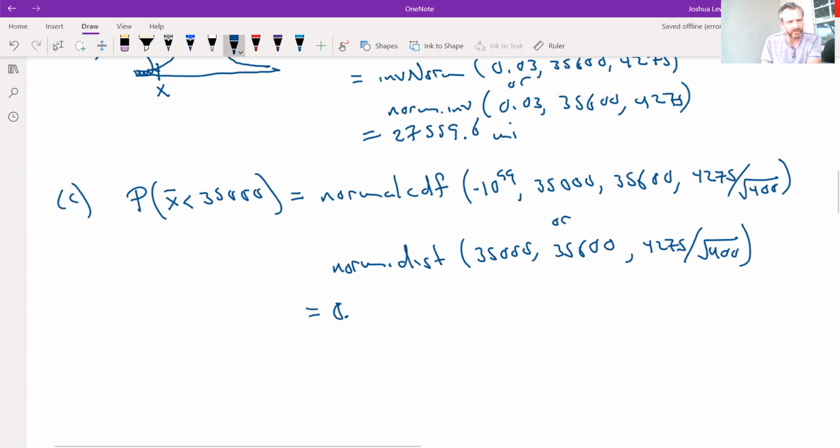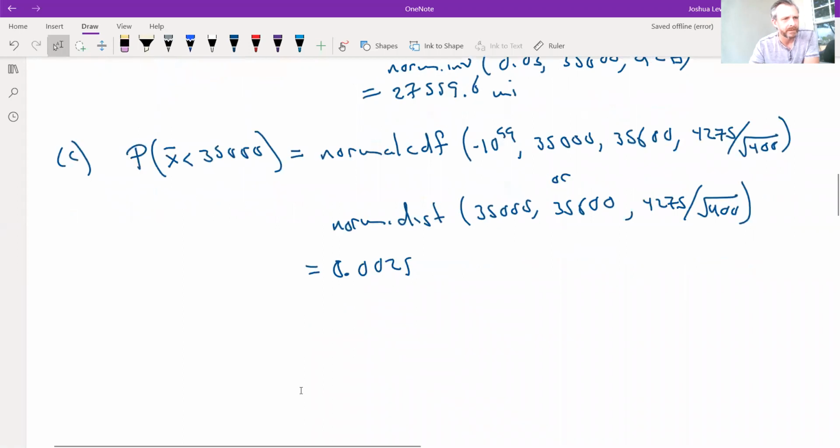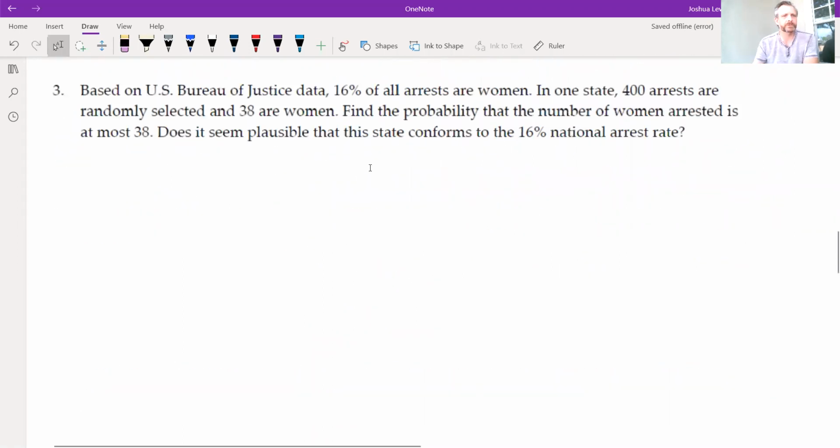All right, so here we get 0.0025. All right. Number 3, U.S. Bureau of Justice data, 16% of all arrests are women.